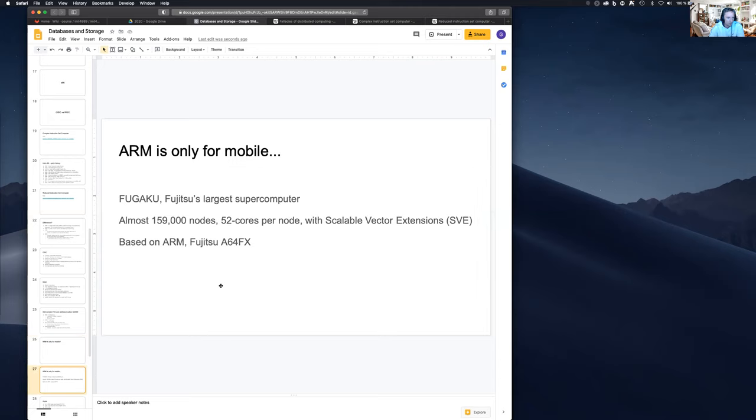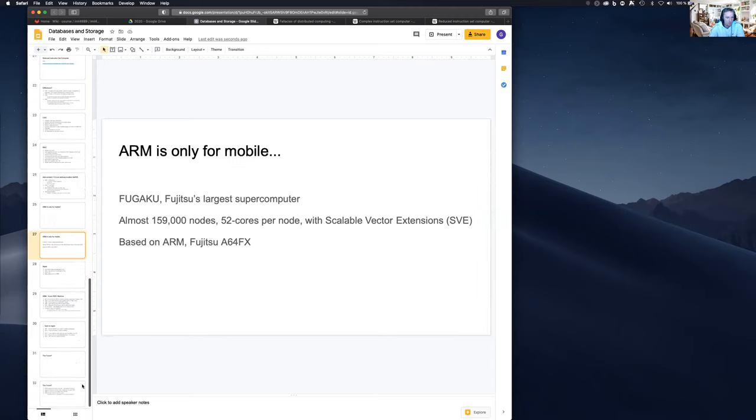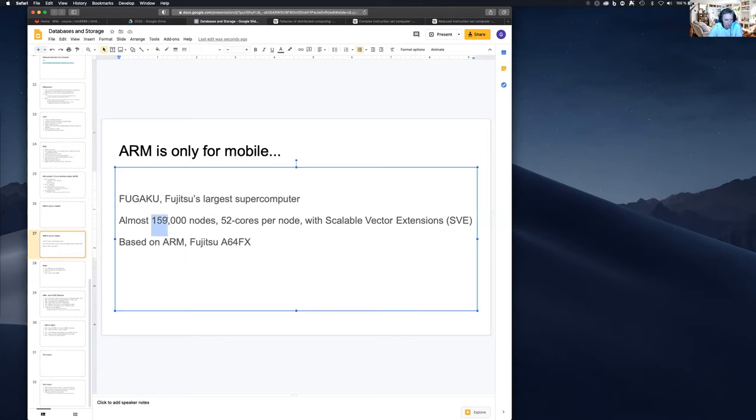All right, so is ARM only for mobile? Not really. ARM is used in servers as well. There is a large Fujitsu supercomputer, which has almost 159,000 nodes, and each node, which means CPU, has 52 cores per node.